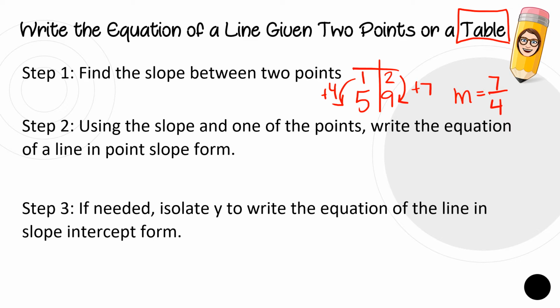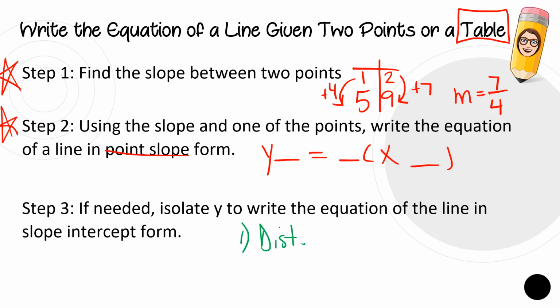Step 2, you're going to use the slope and one of the points to write in point-slope form. Today, that's where we're really going to concentrate, those 2 steps. Now, occasionally, we might work towards step 3. Step 3 is we might have to isolate y, which means we might have to distribute and then add or subtract. But we're going to stick to step 1 and 2 to get us going.